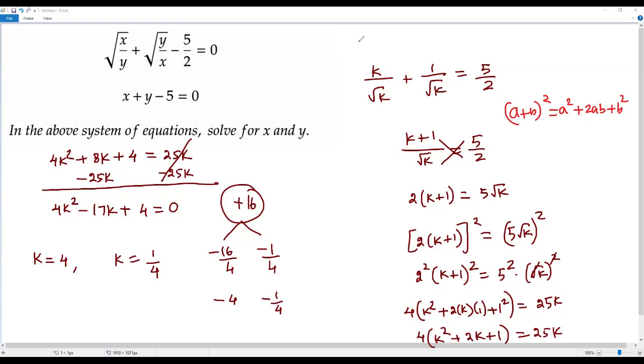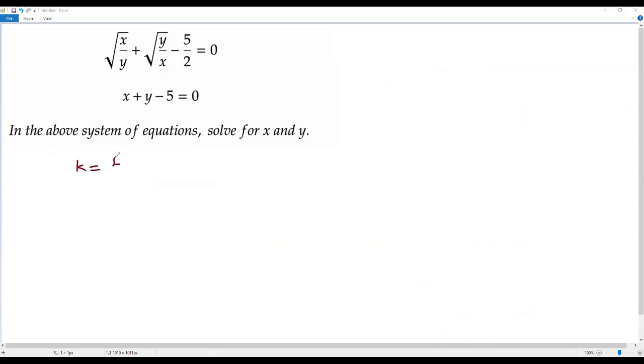Now let me erase all the stuff and continue the problem. Let me write the two values of k that I just got: k equals to 4 and k equals to 1/4. K is a variable taken by us. We have assigned the variable k for x over y. So we know that k equals to x over y. Now we can replace this k by the original stuff, that is x over y. So I'm getting x over y equals to 4 and x over y equals to 1/4.